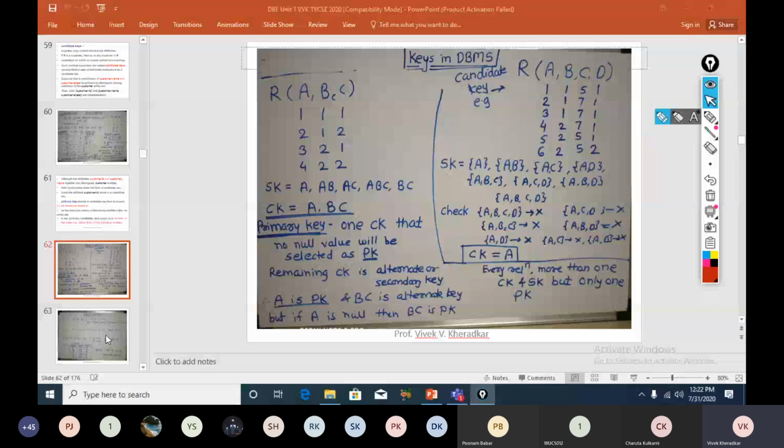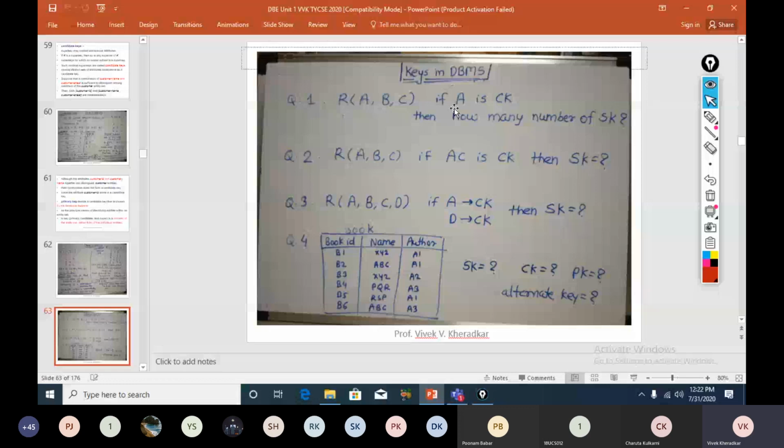So what is question number 1? If R has attributes A, B, C, and A is the candidate key, then how many super keys? It is not a possible number. The question is particular: how many super keys? Same for question number 2 and question number 3.